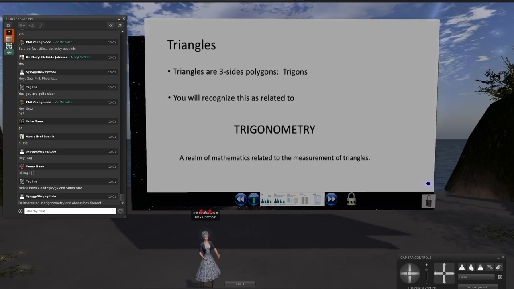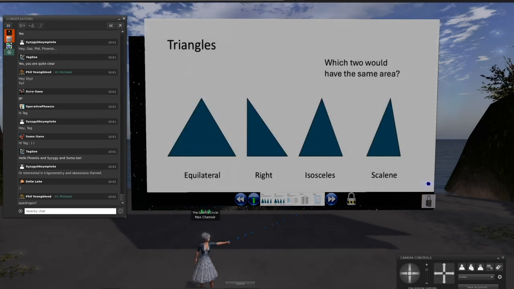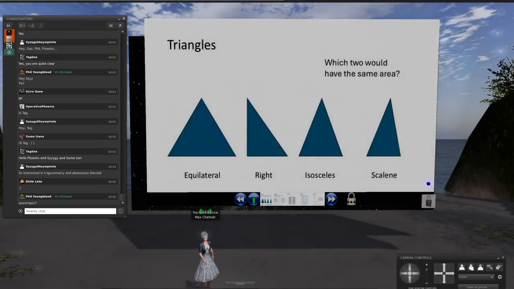Triangles are polygons with three sides. You don't often hear them called trigons, but you could call them trigons. And you'll recognize this as being related to a field of math that's based on the measurement of triangles, which is trigonometry. So I'm just going to say a few things about triangles that I'll be referring to later on.